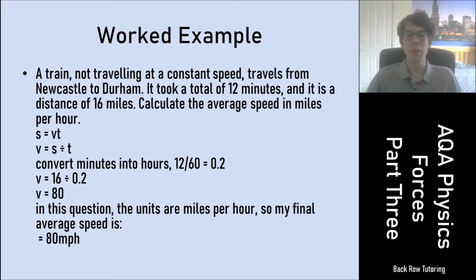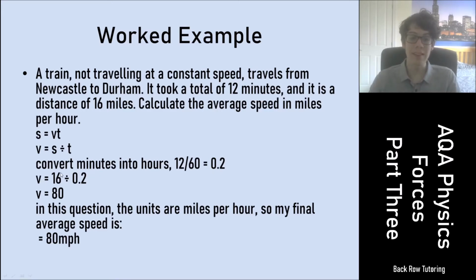Okay, so the average speed is the total amount of time and the total amount of distance, and you plug those into the equation. So let's write out our equation first of all. Distance is equal to speed times time. Rearranging that, speed is equal to distance over time. So we're going to convert minutes into hours. So 12 divided by 60 is 0.2.